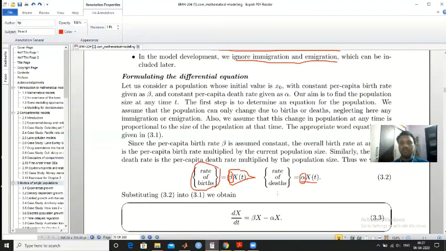Then what will be the effective rate of change of the population at any particular time? That is given by the number of births at any time t, minus the deaths in the population at that time t. So nothing else. If you take beta x minus alpha x, and take x common, then it becomes beta minus alpha times x.